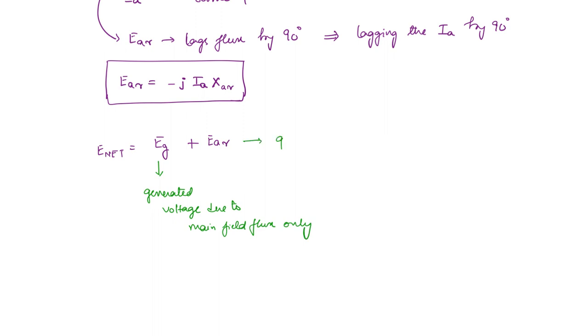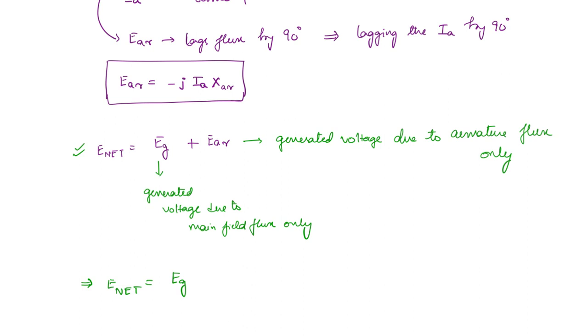And this is the generated voltage due to armature flux only. If you add both of them, you are going to get the net voltage. Okay, so that means the terminal voltage that is available to you, E net, is going to be equal to EG minus J times IA XAR.